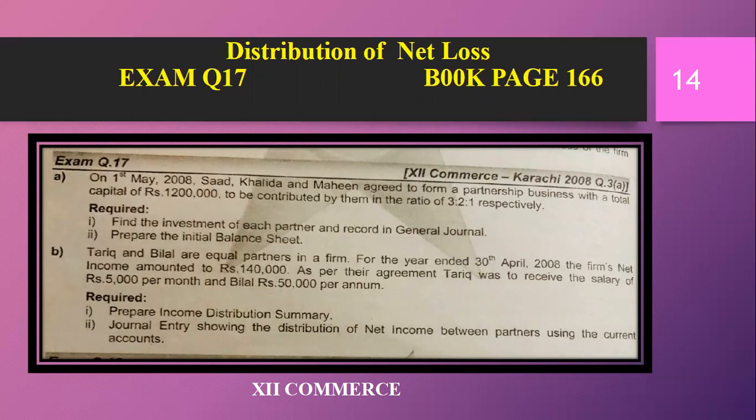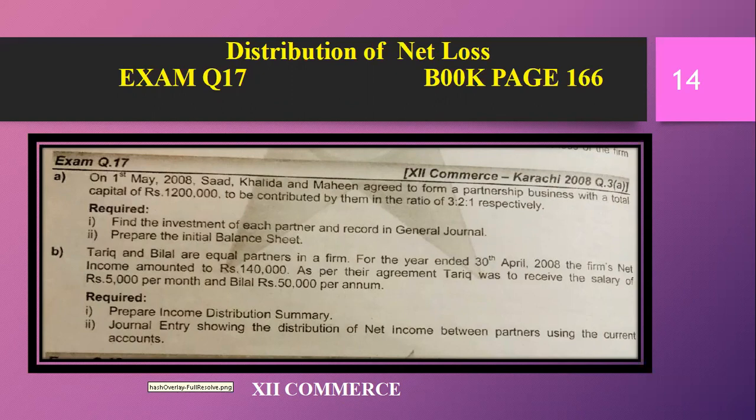If you go through the question, you can realize that part A belongs to partnership formation and part B belongs to distribution of profit and loss. So we have already done partnership formation. Now I proceed towards distribution of profit and loss. Part A, I will read it for you. On May 1st, 2008, Saad, Khalda and Maheen agreed to form a partnership business with a total capital of 1,200,000 to be distributed by them in the ratio 3:1. Then we have to calculate the journal entry and balance sheet.